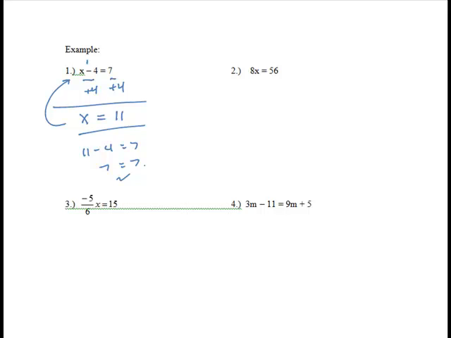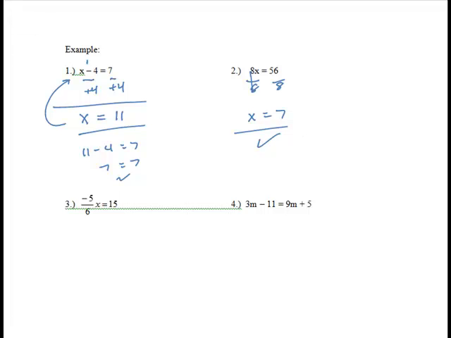In this case, we do not have any addition or subtraction, but we do have that multiplication. 8x is 8 times x, so the opposite of multiplying by 8 is to divide by 8. Whatever you do to one side, you have to do to both sides, so they cancel out on the right, leaving us x is equal to 7. And once again, check it. 8 times 7 is equal to 56, so we know we have it correct.